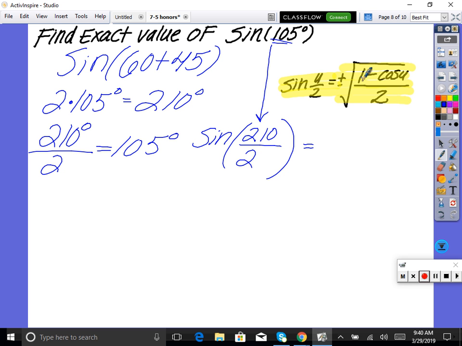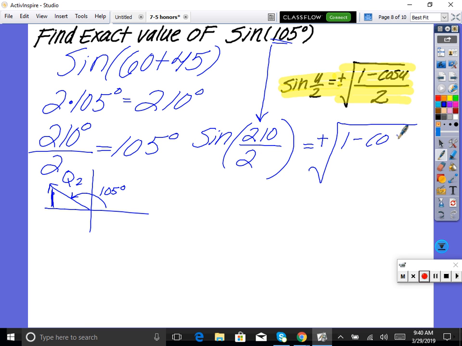So let's first figure out, is it plus or minus? Let's look at the original angle. Isn't 105 in quadrant 2? 105 degrees, everyone. So is the sine going to be positive or negative in quadrant 2? Positive, right? Okay, so we're going to put a positive. Then the square root of 1 minus the cosine of u. Isn't our u 210? So we're doing 1 minus the cosine of 210, all divided by 2.